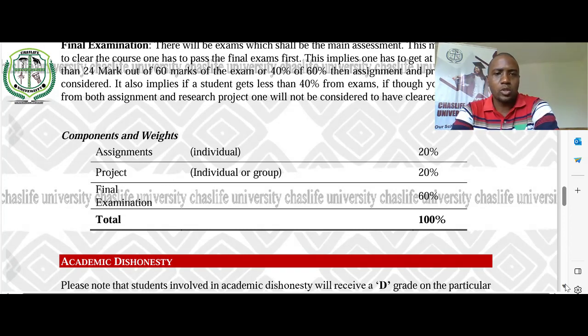So as you can see also, I forgot to mention that our assignments and the projects, depending on how the lecturer chooses to proceed, will be done either in groups or as individuals. However, the marks still remain the same. Either one of them, the marks still remain the same at 20%.